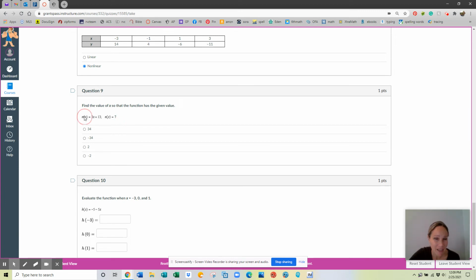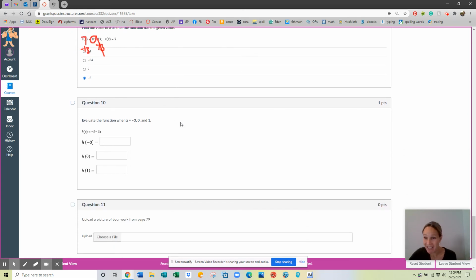And if I were to plug the 7 in for the f of x, I would say 7 equals 3x + 13. If I put a 7 right there, and then did minus 13 on both sides, well, you guys get the point. 7 take away 13 would be negative 6. And then we would have negative 6 equals that 3x right there. And then if we divide both sides by 3, we would have negative 6 equals 3x divided by 3, which would give us a negative 2. So that's the correct answer for number 9 and why it's the correct answer.